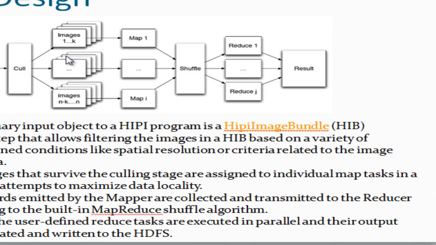The records emitted by the mapper are collected and transmitted to the reducer according to a built-in map and shuffle algorithm. Finally, the user-defined reduce tasks are executed in parallel, and their output is aggregated and written to HDFS.